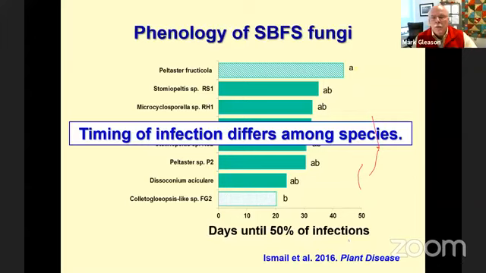Basically, the take home here is that the timing of infection differs among species of sooty blotch and flyspeck. Nobody knew that before our work because nobody had been able to reliably separate these species. All we had were mycelial types. But now we're getting down to the species level, which is fairly important to do.